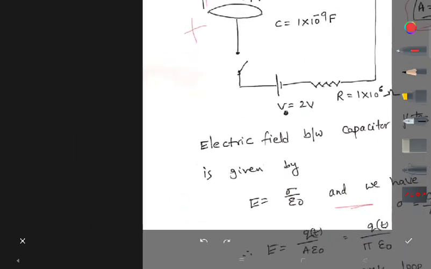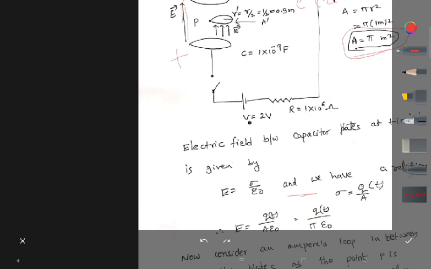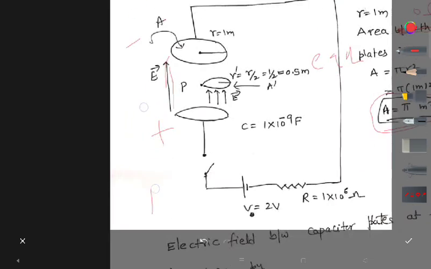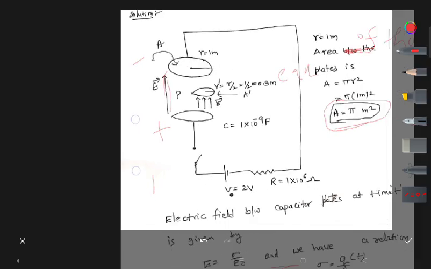Consider an Ampere's loop in between the capacitor plates, with the point P on this loop. Now, this Ampere's loop encloses some area, and through this area the electric field is passing from bottom to top, so some electric flux is passing through this Ampere's loop.